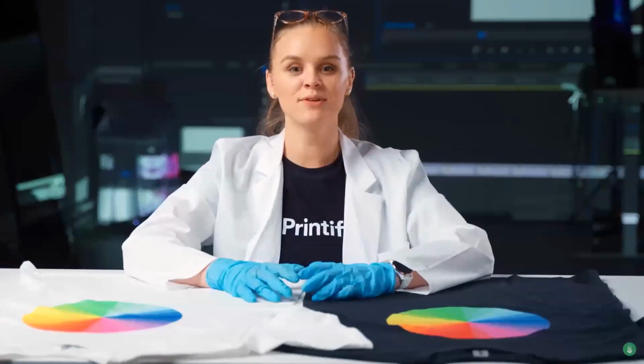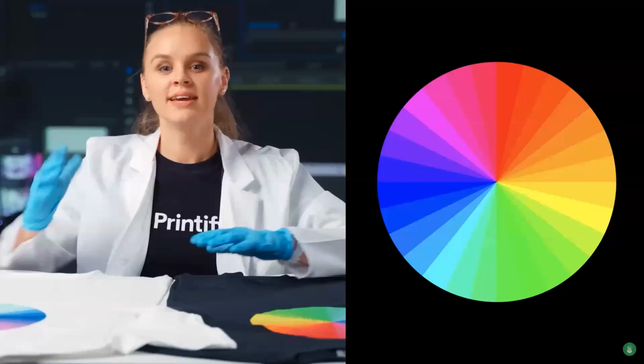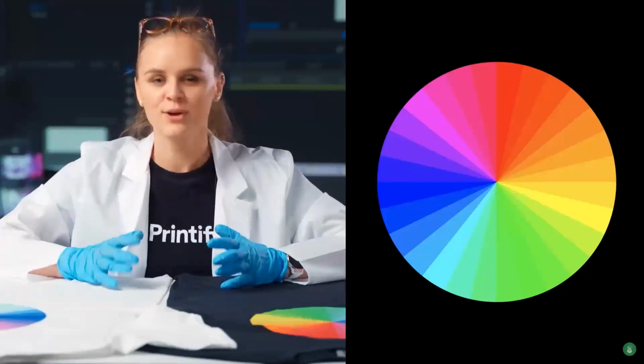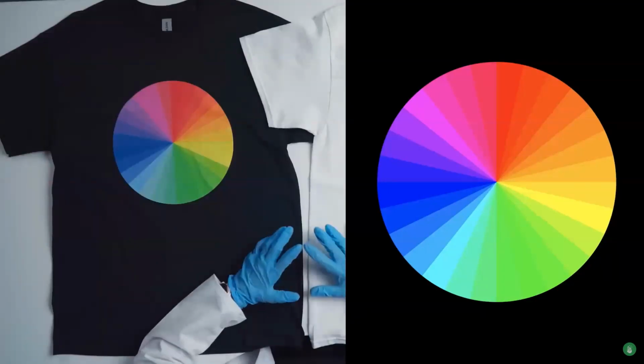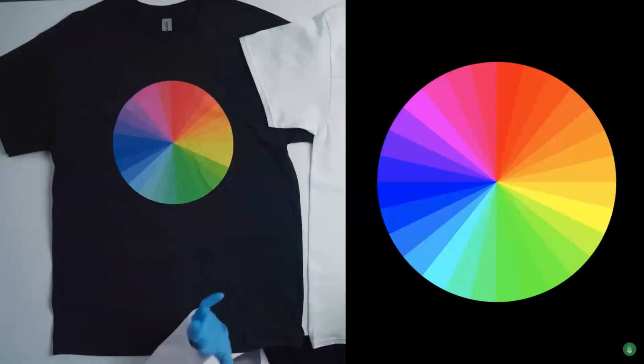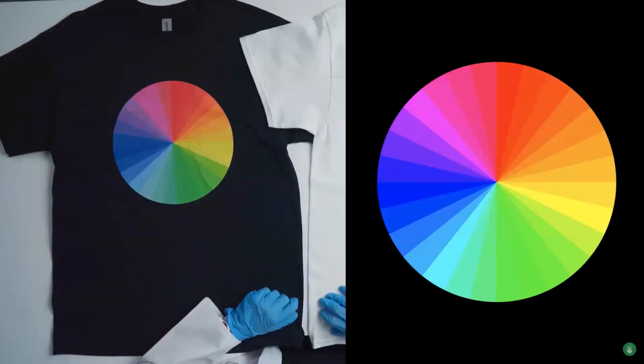Let's look at an example of how your computer will show colors versus how it'll look printed on a t-shirt. Here you see a color chart on your screen. Super bright and vibrant, right? Now on the t-shirt, we can see that a lot of the colors are very close to what's seen on screen, but some of the brighter colors look a bit duller than what we see on the screen.